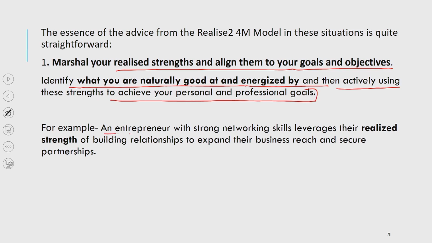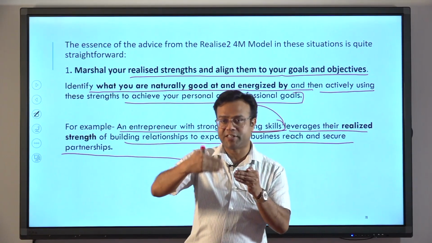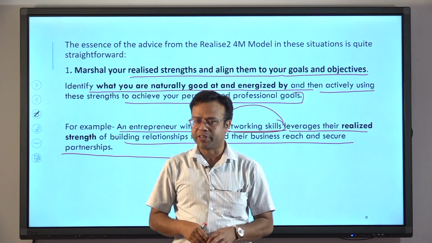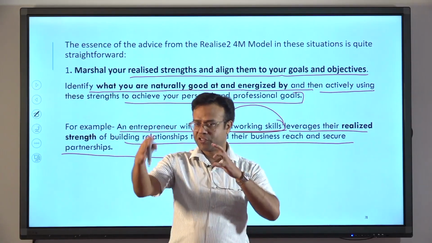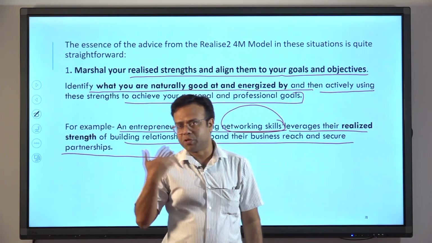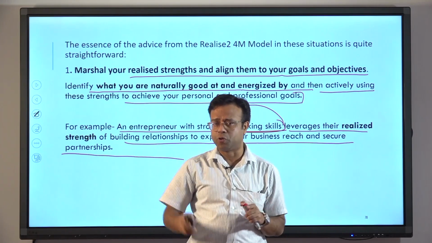For example, an entrepreneur with strong networking skill. Let's say this is a realized strength. He or she can leverage this realized strength and build relationships to expand their business, reach, and secure partnerships and so on. So the entrepreneur uses that networking skill, builds relationships and partnerships, expands businesses and achieves their goals. This is how they can keep using whatever realized strength they have. So in terms of advice, this is how it can be looked at.